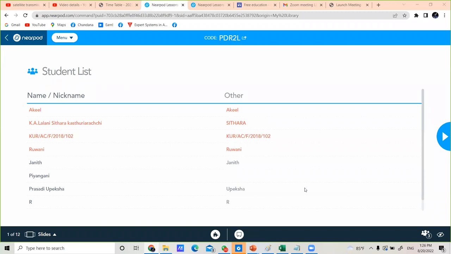I will post the link again for those who are joining the session now. Look at the chat box. The link is now available again. Click on the link, and once you click on it, they ask for a join code. The join code also I am posting now.